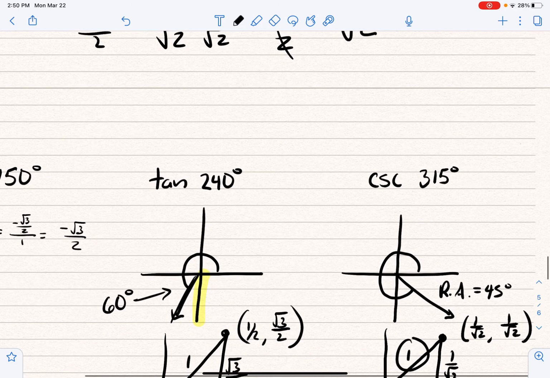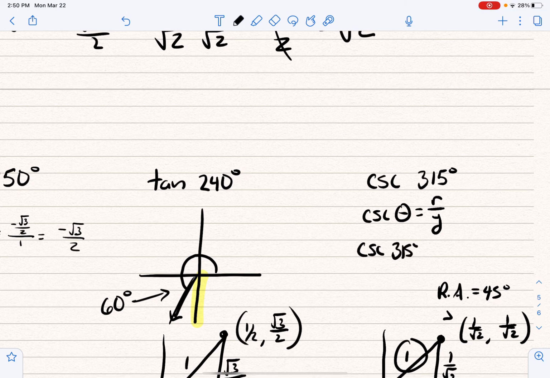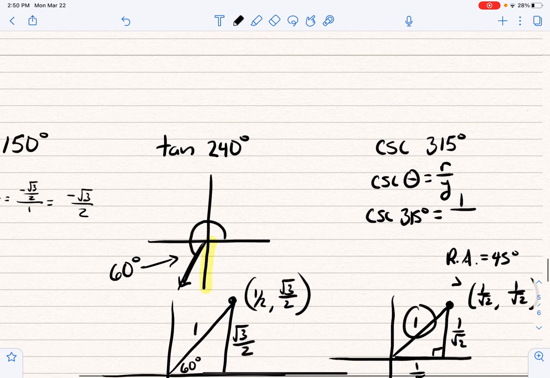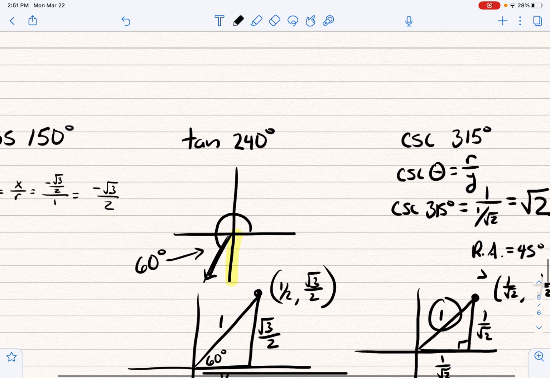I know that cosecant is what? Well, cosecant is the inverse of sine. So cosecant theta is r over y. So therefore the cosecant of, not of theta, but of 315 is equal to r, which is 1, over y, which is 1 divided by square root of 2. Well, when you have fractions and fractions, you flip and then multiply. So you'd flip that and it would just be square root of 2, because it's square root of 2 over 1.